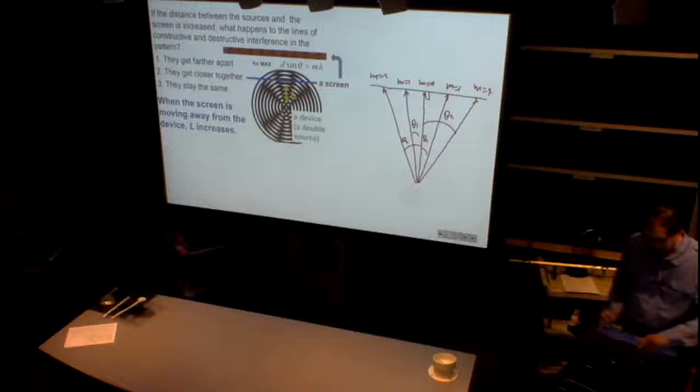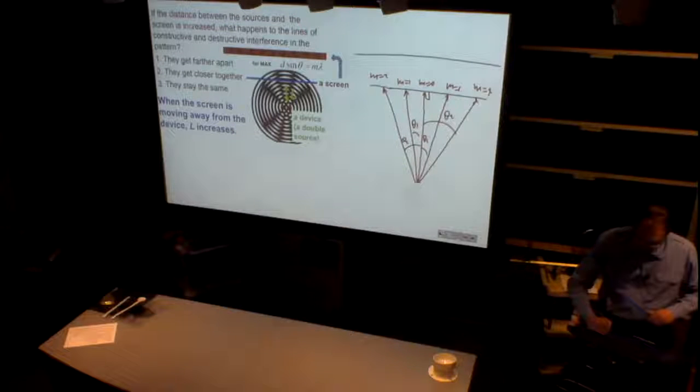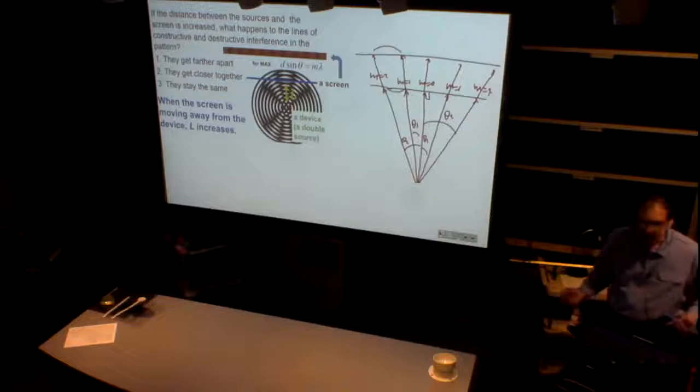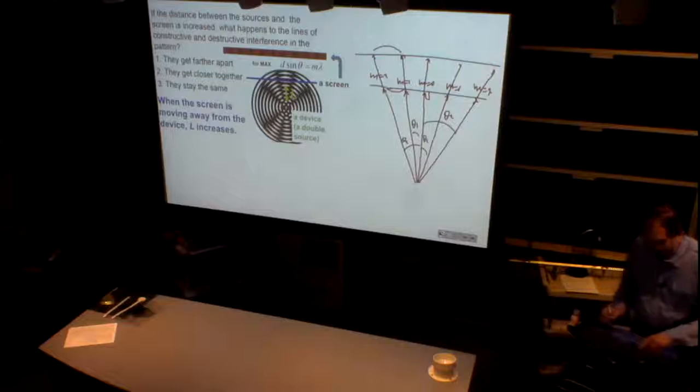Well, you just have to redraw the picture and extend the rays. Now they go further, right? So what's happening to the distance? Increases. So the pattern expands. If we would move the screen closer, the pattern would shrink.